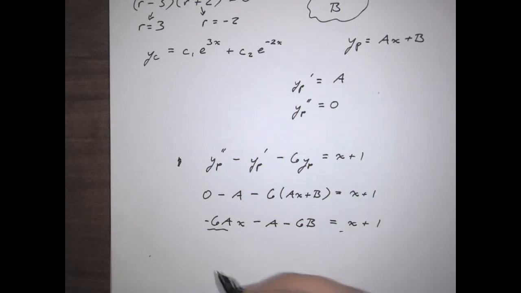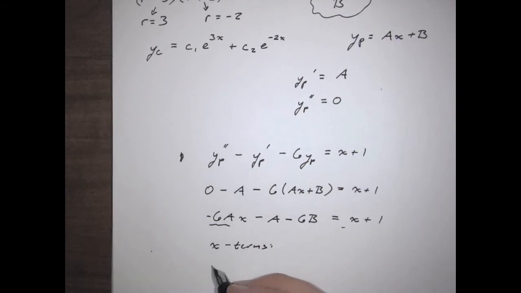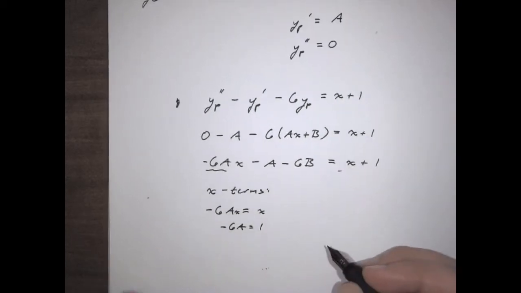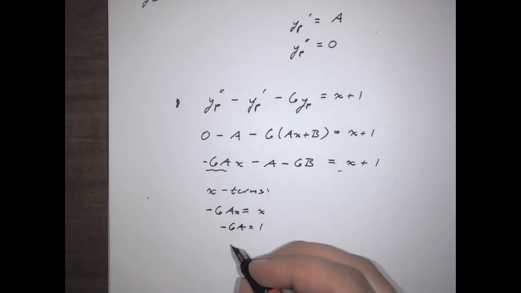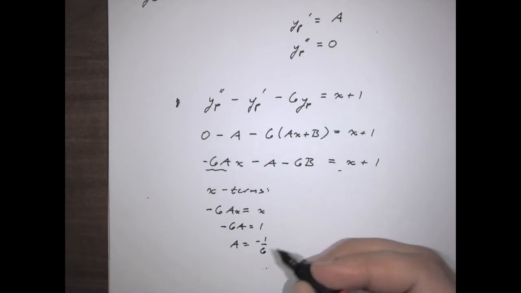But in any case, the x terms are going to give us negative 6a equals x, which means that negative 6a equals 1. And so what that means is that a equals negative 1/6.